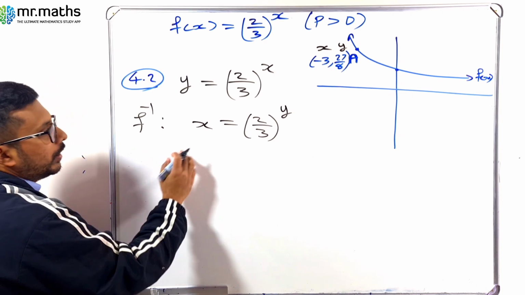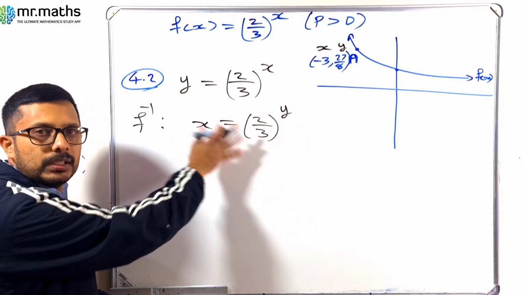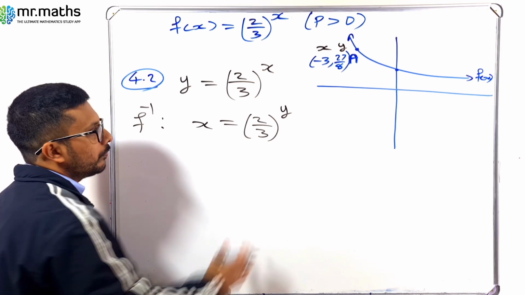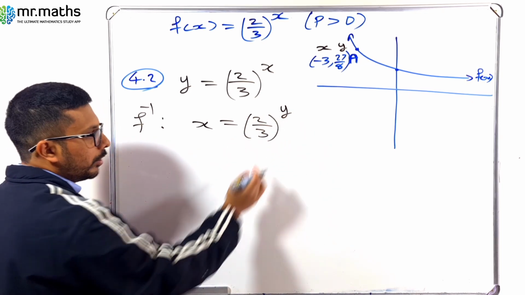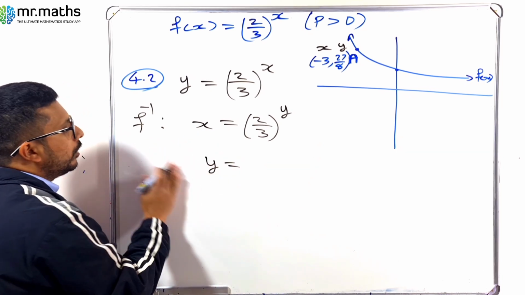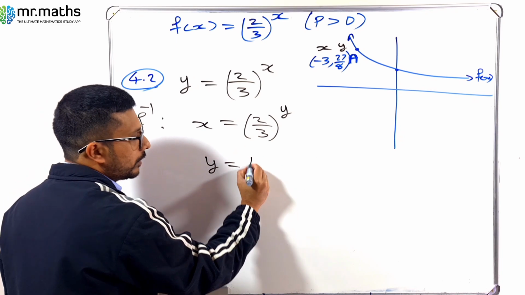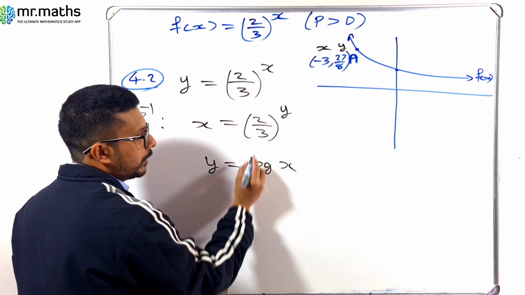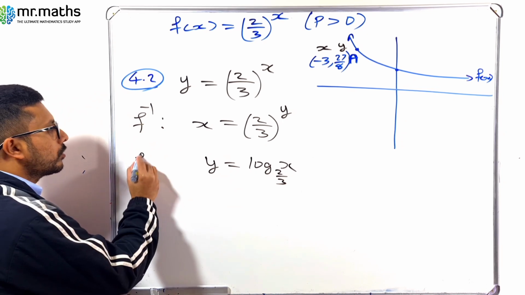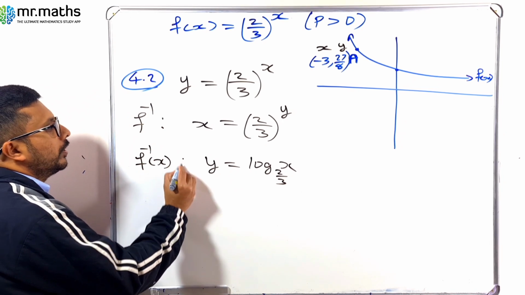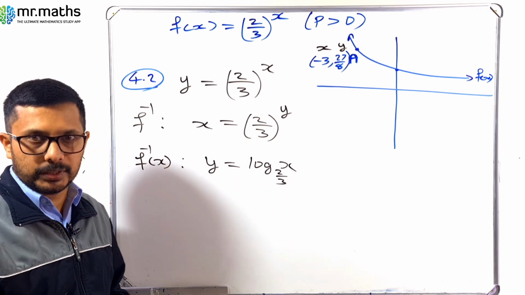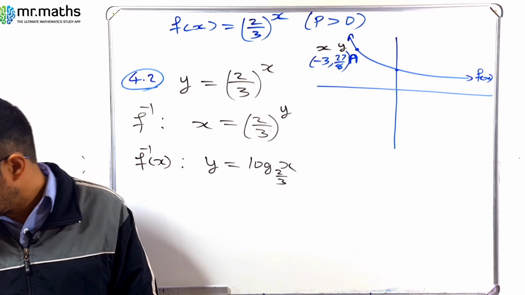Okay, so now we can't leave the answer like this. Actually this is f inverse, but it is not a standard form. Standard form is y is equal to. So how can you write y is equal to? You have to apply logarithm: log x to the base 2 over 3. So f inverse of x is y is equal to log x to the base 2 over 3. That is question number 4.2.